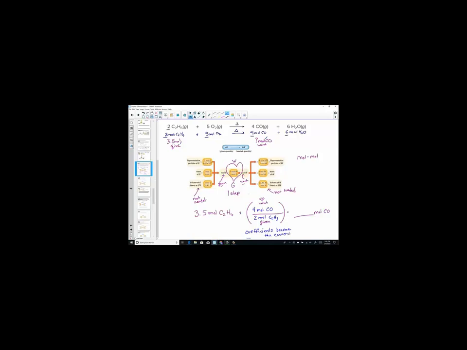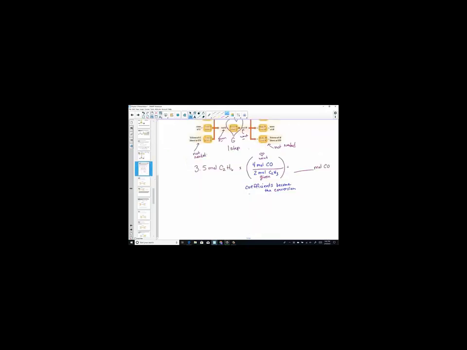In a stoichiometry mole-mole problem, we use the balanced chemical equation to find the coefficients of what we want over given. So on your calculator, we would solve this by saying 3.5 times 4 over 2, and we get 7. 7 moles of CO will form. Hey, we just did our first mole-mole problem.